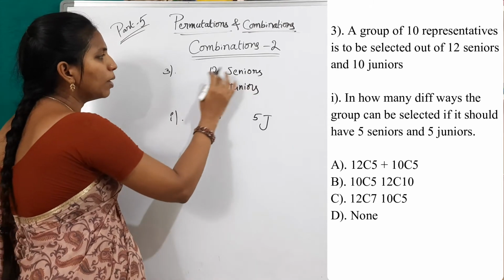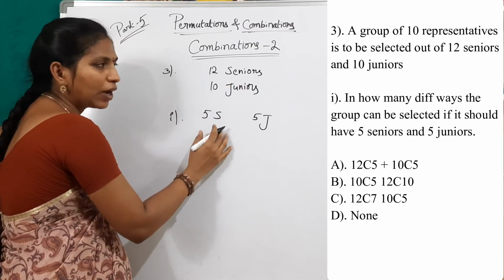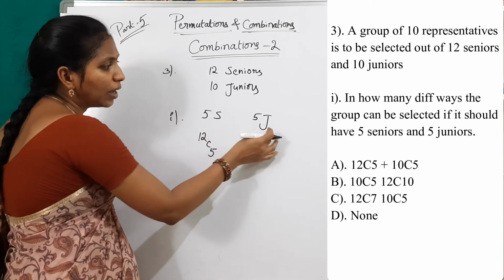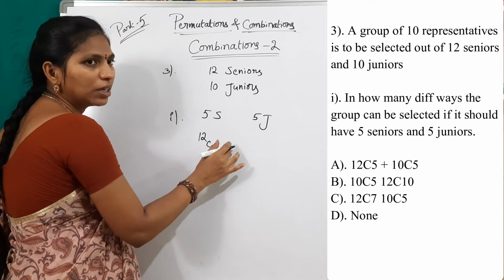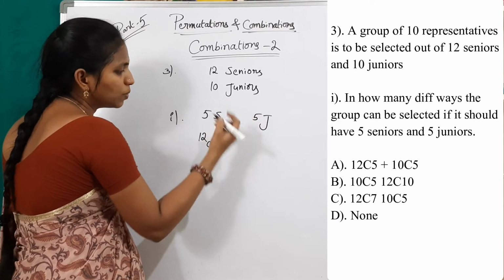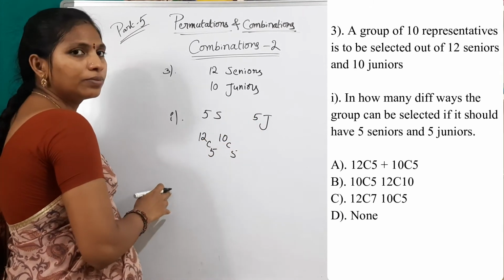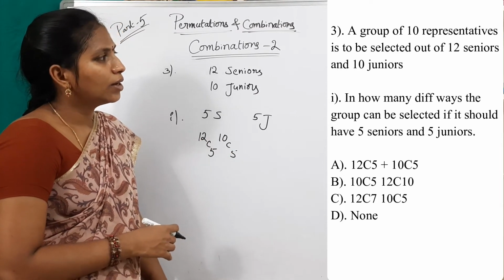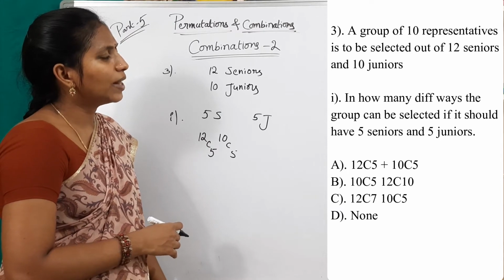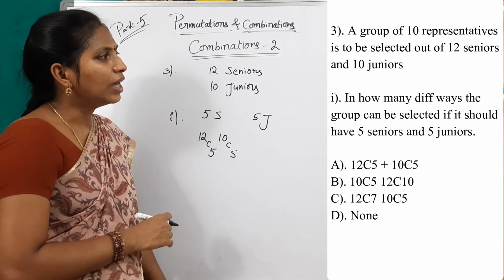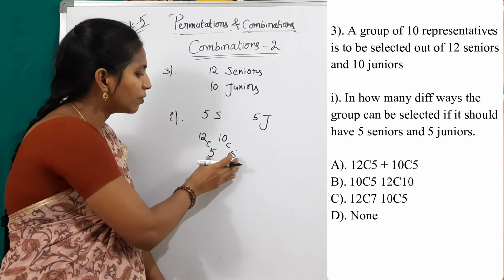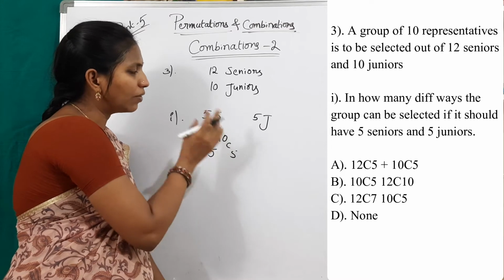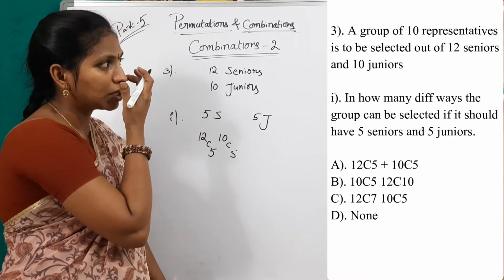Seniors: how many members? 12, but we should select 5 members, so 12C5. And 5 juniors, and means multiplication: 5 juniors means 10C5. So 12C5 into 10C5. See the options. First option 12C5 plus 10C5. Here it is not plus but multiplication, because we should select 10 members: 12C5 and 10C5 both are there, so multiplication. First option is not correct.